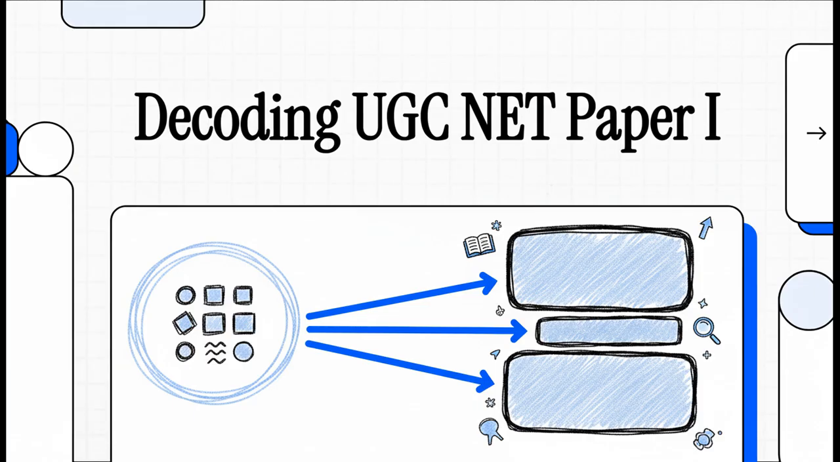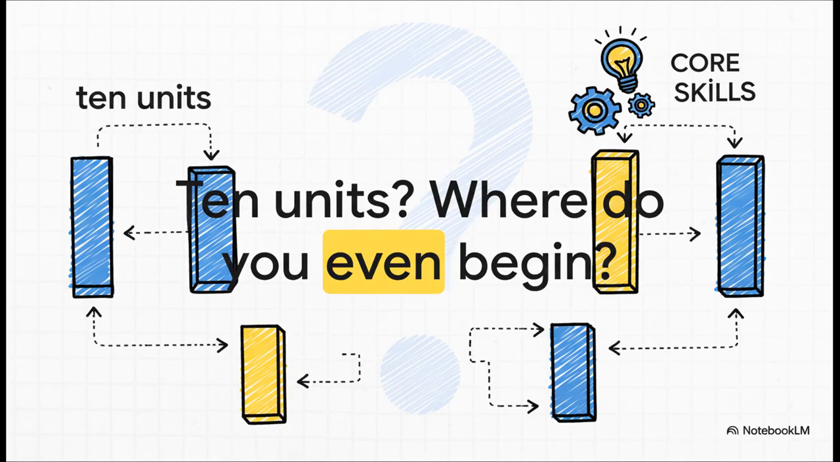Let's get started. Right? 10 separate units. It's a lot to take in, and it's so easy to feel overwhelmed. You've got teaching aptitude, then logical reasoning, then people and environment. They can honestly feel like completely different subjects. But what if I told you there's a hidden structure that connects them all?